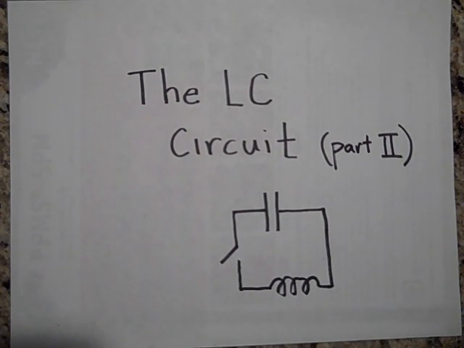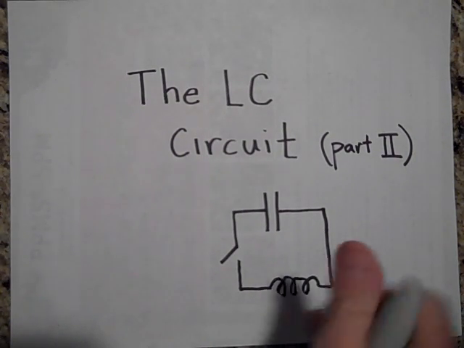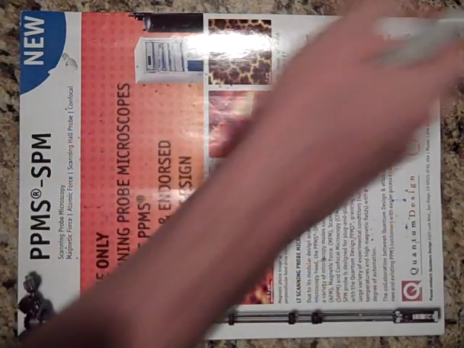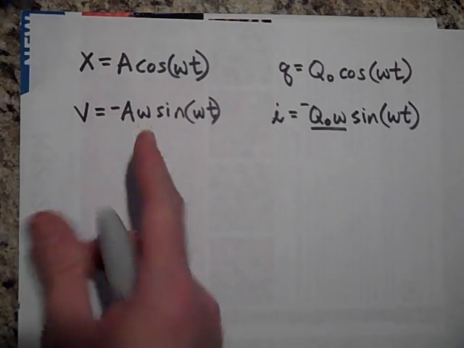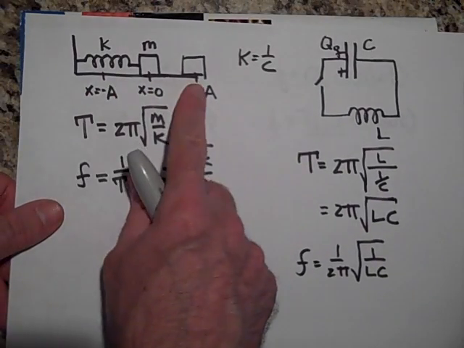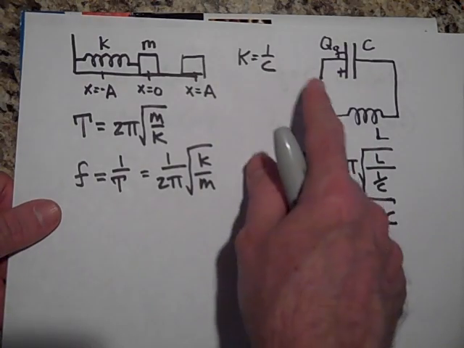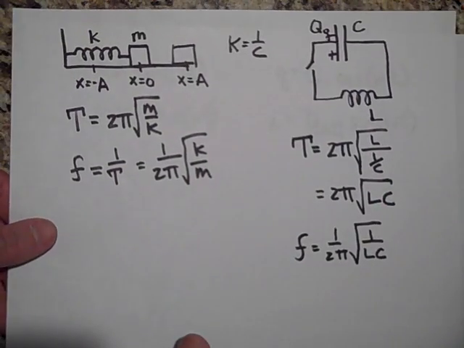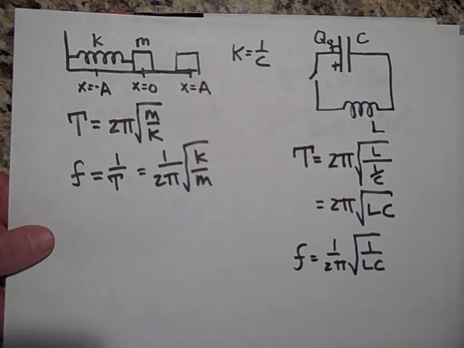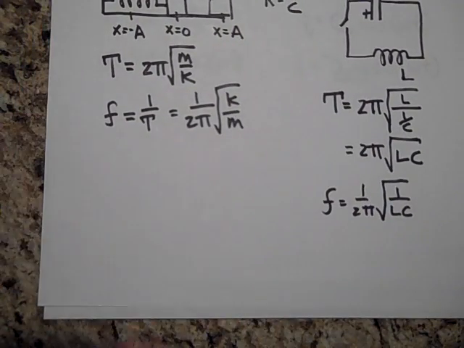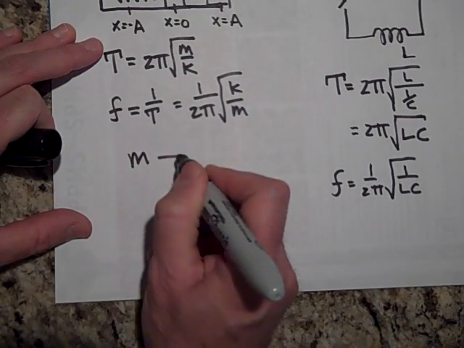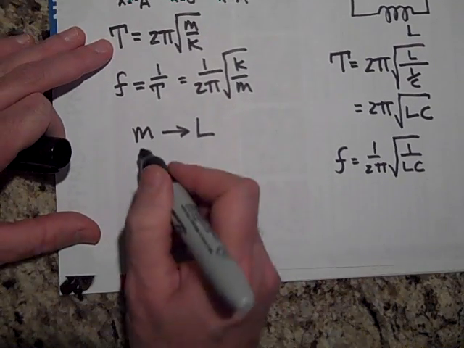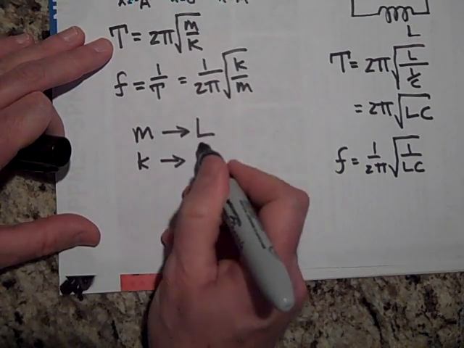Okay, this is the LC circuit part two, and I was just showing you how for every equation in mechanics, with this mechanical oscillator, there's the electrical oscillator, the LC circuit, that has a counterpart equation. I'll use this little space to tell you that the analogs so far that we've talked about are: M is L. K, the spring constant, is 1 over C.